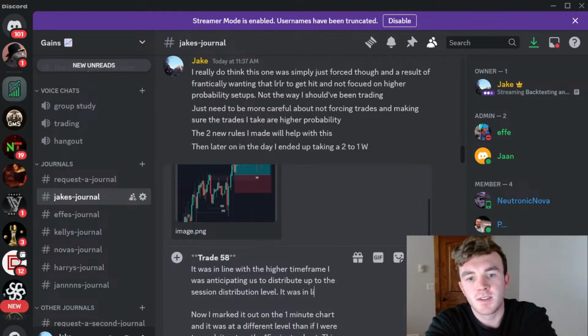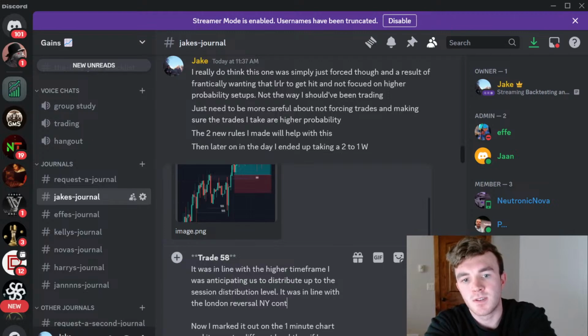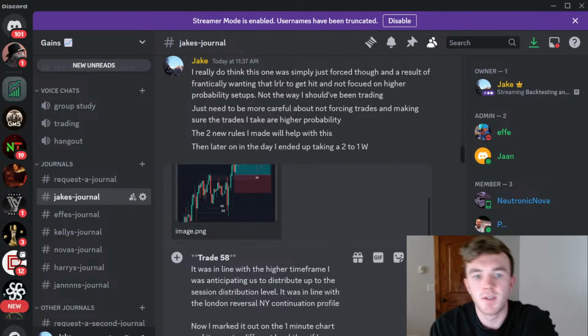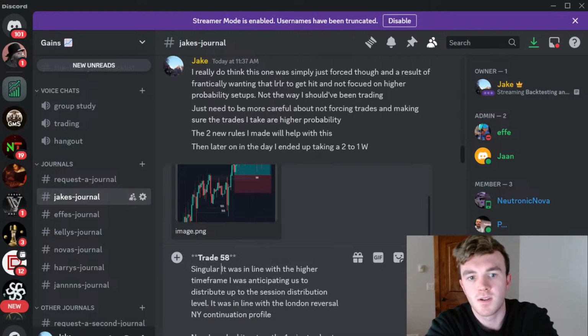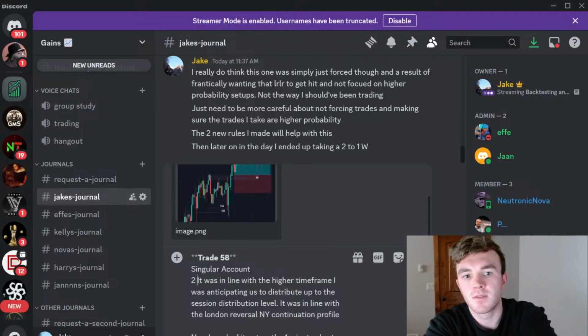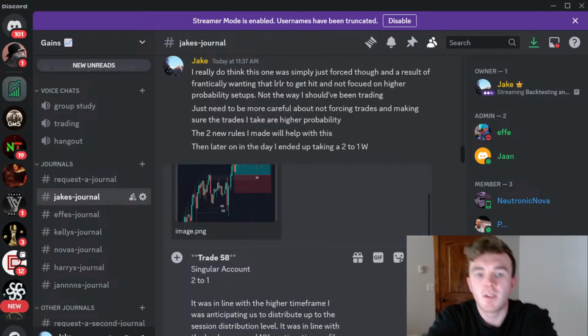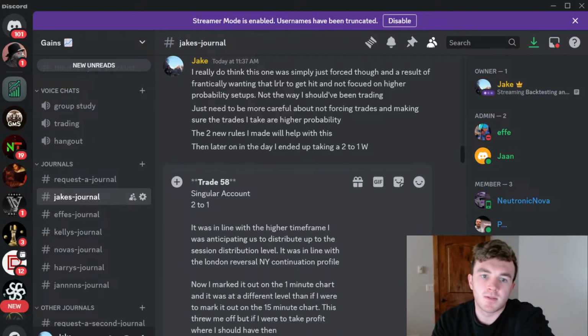It was in line with the London reversal, New York continuation profile. Singular account, 221. It was in line with the higher time frame as this being distributed to the decision.